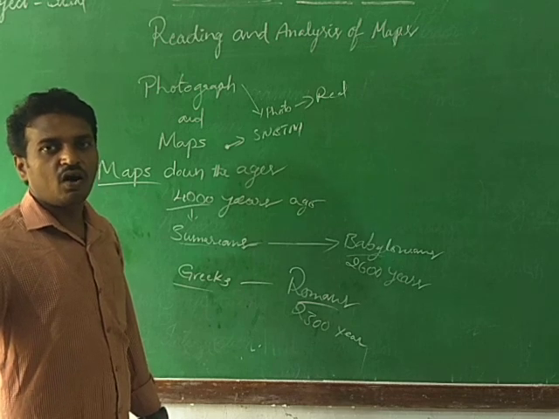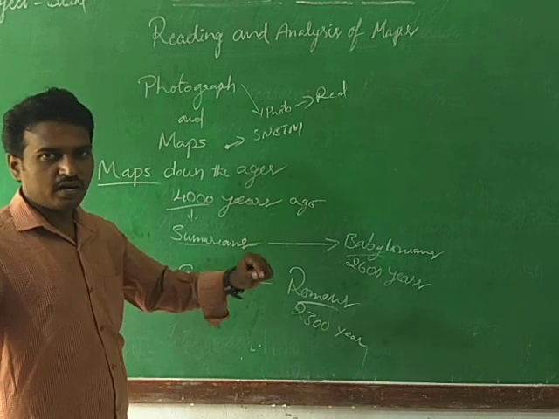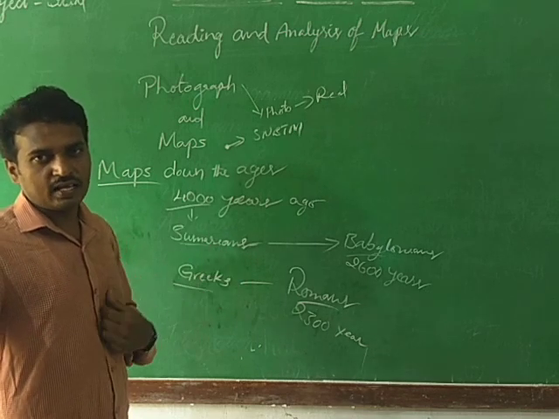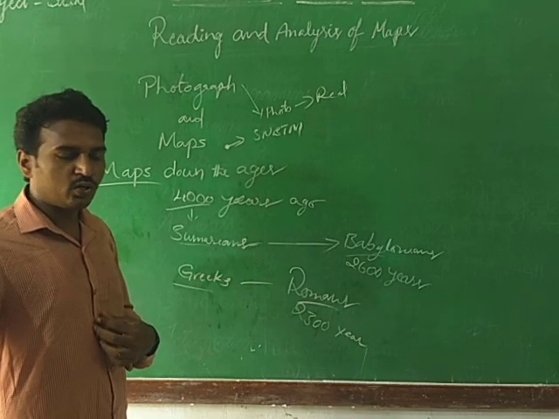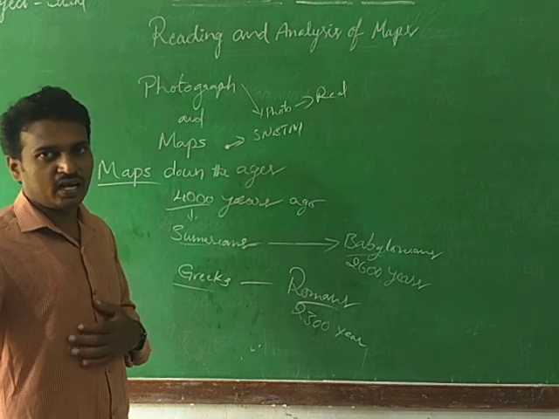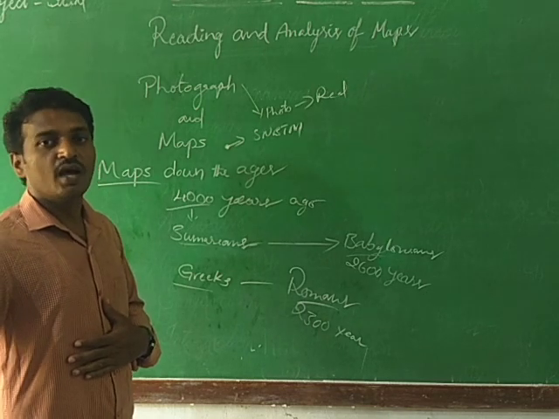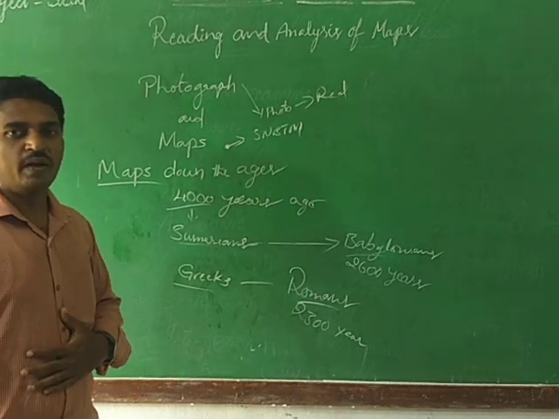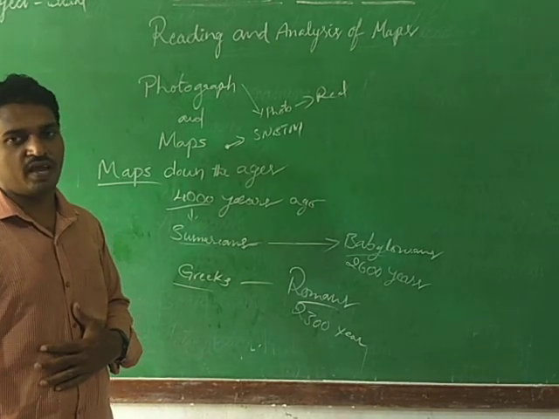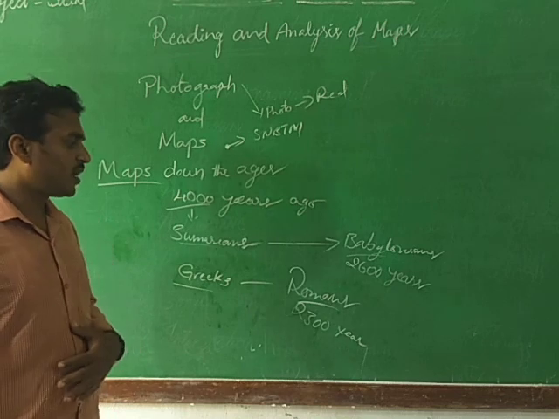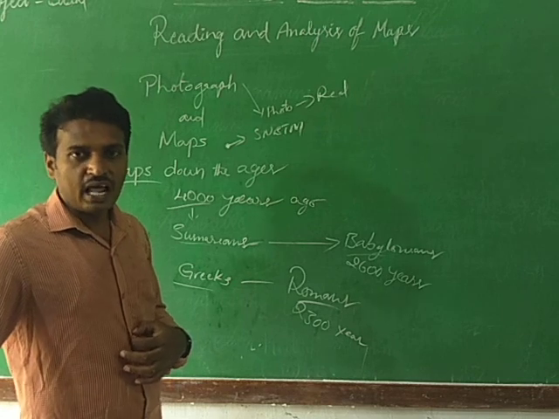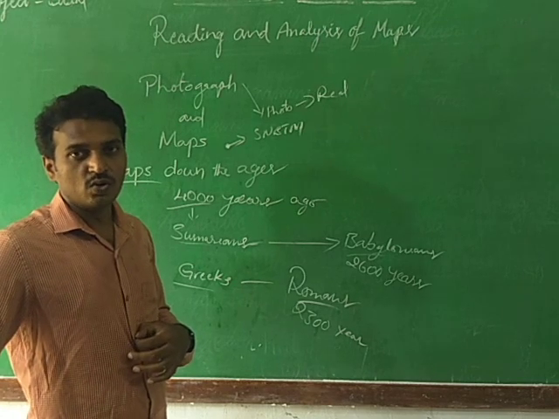Latitudes and longitudes. Now we already learned about the latitudes and longitudes in the 6th class. Getting my point? Latitudes and longitudes are very important lines. Based upon the latitudes and longitudes only, we can identify the places on the earth's surface. For that purpose, Greeks prepared the map with the help of latitudes and longitudes.